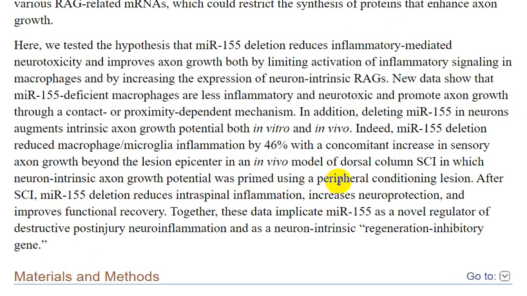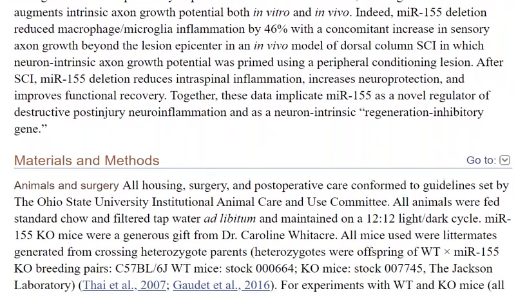In mice using the preferred conditioning lesion after spinal cord injury, miR-155 deletion reduced intraspinal inflammation, increased neuroprotection, and improved functional recovery. Together, the data implicate miR-155 as a novel regulator of post-injury neuroinflammation, neurodegeneration, and axon growth.